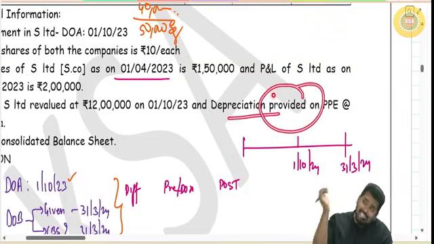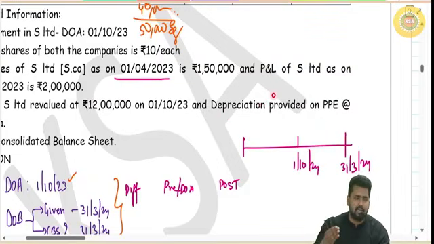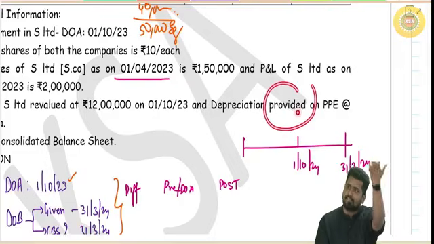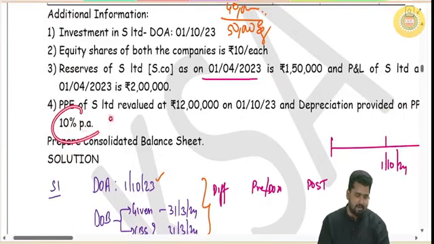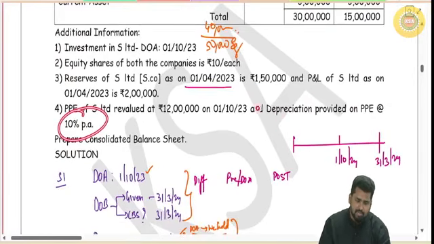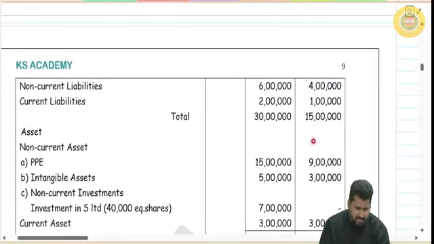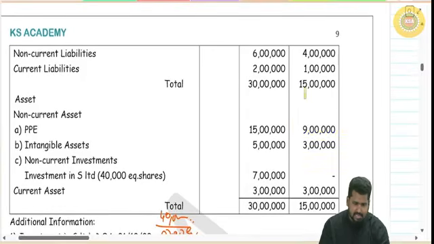Depreciation provided. They did not say to be provided. Clear? Depreciation to be provided, they did not say. Provided means they have already charged depreciation on PP at what percentage? 10%. So first go to S Limited's PP value. What is the PP value of S Limited? 9 lakhs. Correct? This they have revalued.